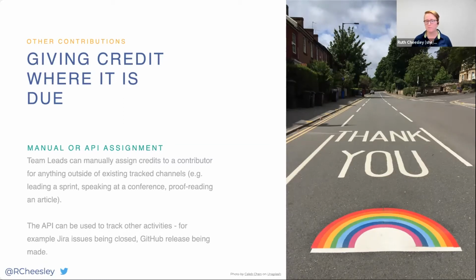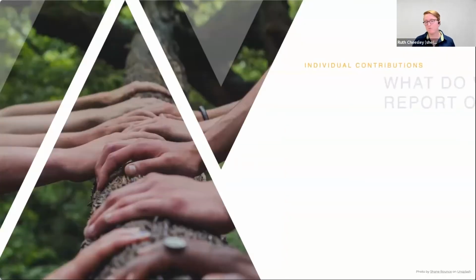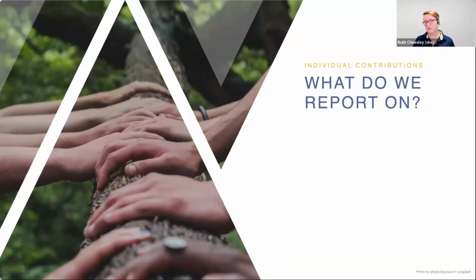So we use Jira for managing projects across the community. For example, if someone is assigned a Jira issue to create a social media header for our Facebook page, when that is marked as closed, then the person that's assigned to it would also get contribution credit. So it's not perfect, but we do have lots of ways to keep track of what people are doing across the community. So we use this information to create reports. We create reports every month on individual contributors and on companies.